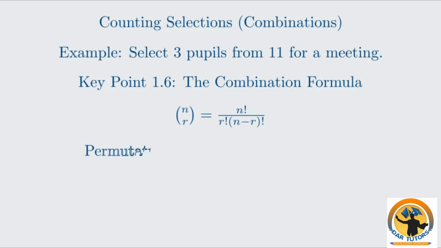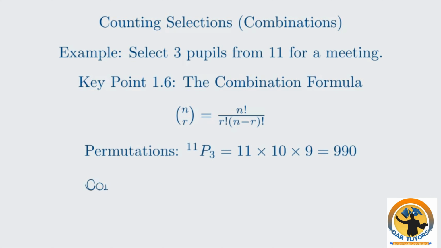11p3 is 11 times 10 times 9, which is 990. This counts every possible ordered group of 3. But for any given group of 3 pupils, say Ali, Bill, and Kathy, there are 3 factorial, or 6 ways to arrange them. Since order doesn't matter for a combination, we've counted each unique group 6 times.